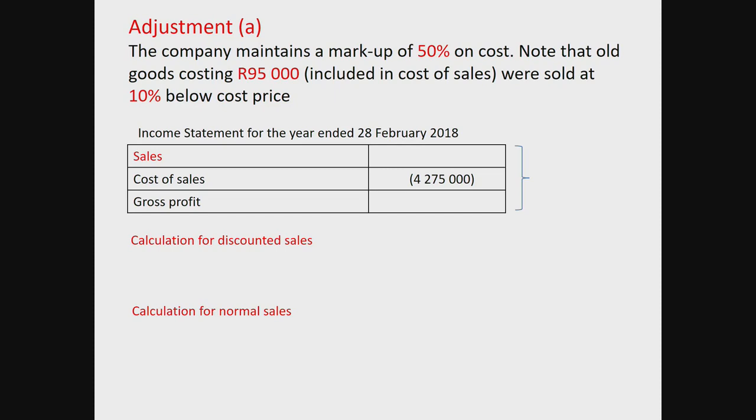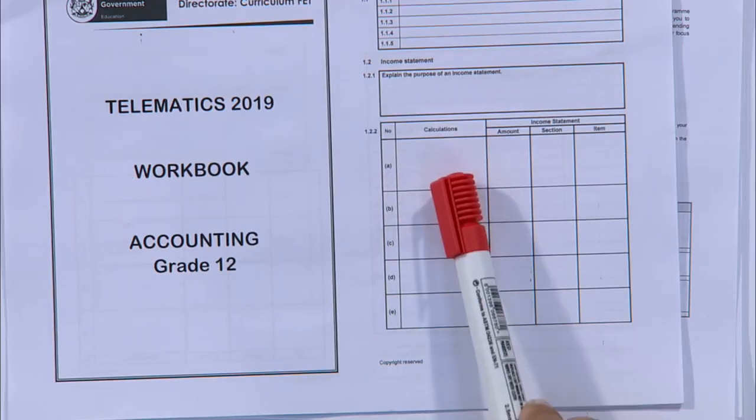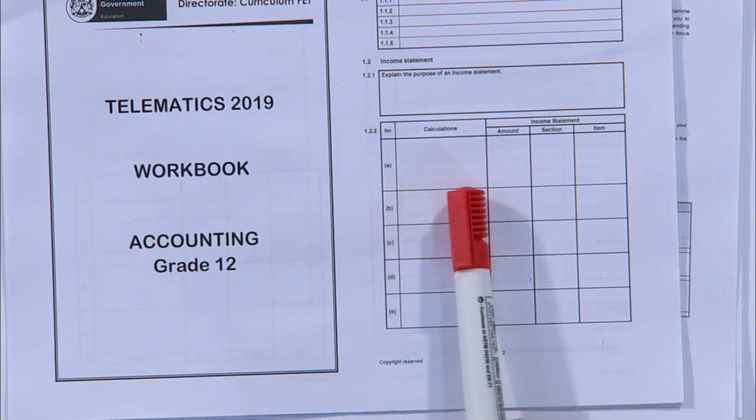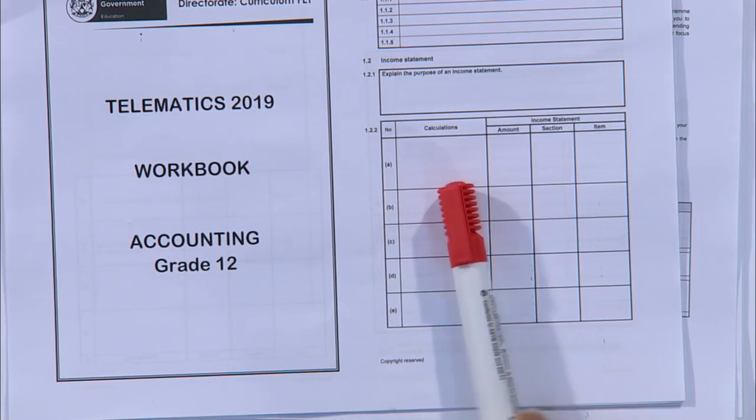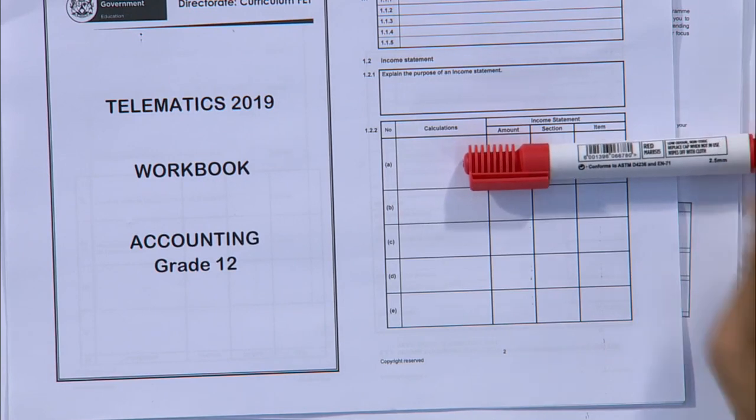Okay, so the adjustment says, note that old goods costing 95,000, and that 95,000 is included in the cost of sales, were sold at 10% below the cost price. So for those old stock, that will be my discounted sales. In that area, I'll be calculating the discounted sales. In your answer book, you will have these calculations in the block by the letter A, just the way we have it. Okay? But I'll be showing it.